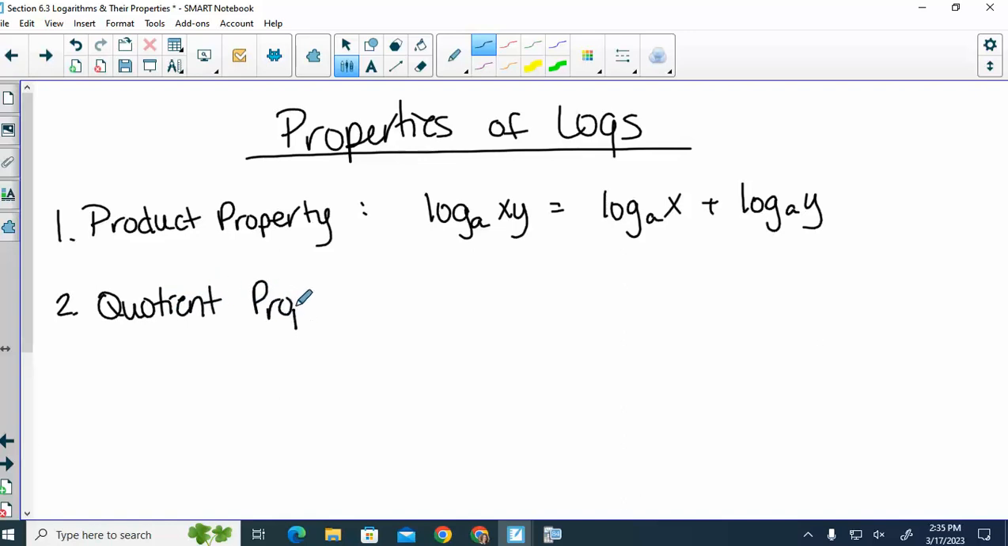Do you guys know where this comes from? Think about your exponents. If I said 2 to the x times 2 to the x plus 3, when you multiply those, what do you do with your exponents? Add them. So when logs are added, that's the same thing as multiplying their arguments. It's all related to the exponents. So if I have log of x divided by y, think about exponents. When you have things divided, what do you do with your exponents? Subtract them. So in this case, we subtract the logs.